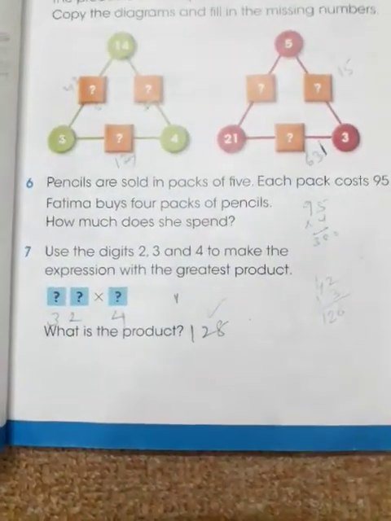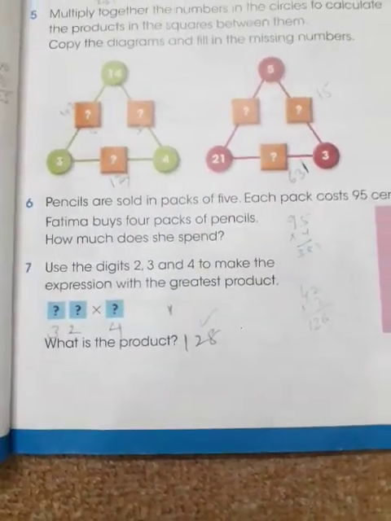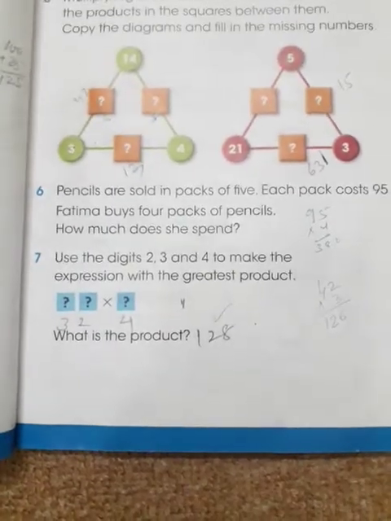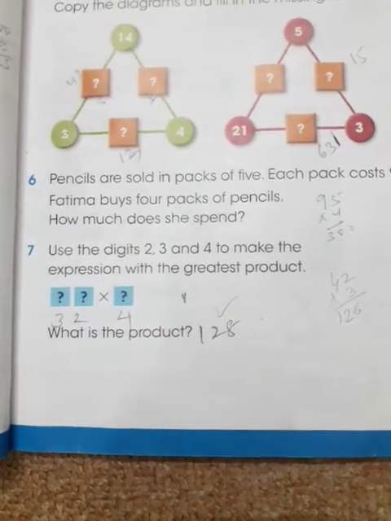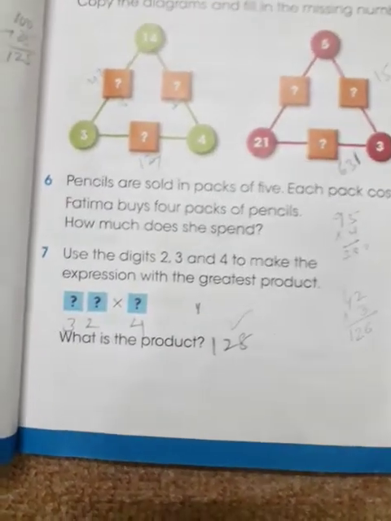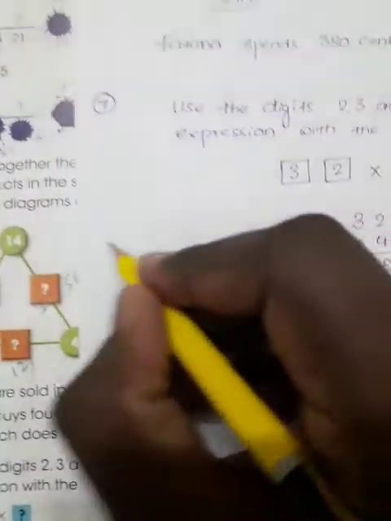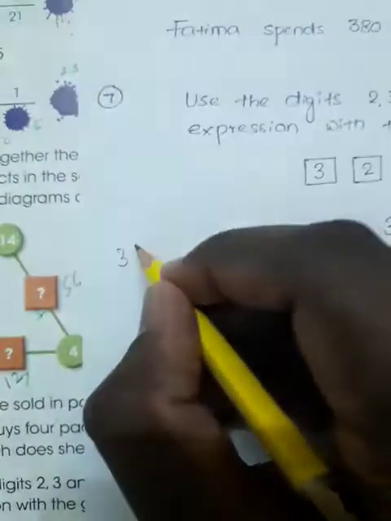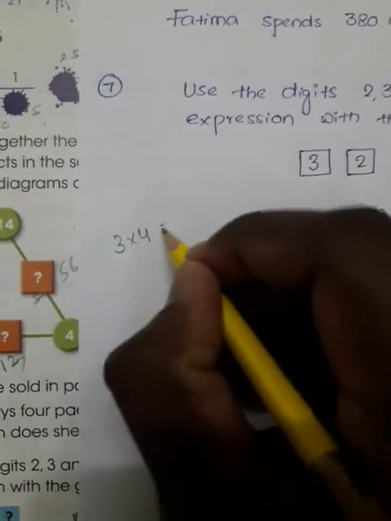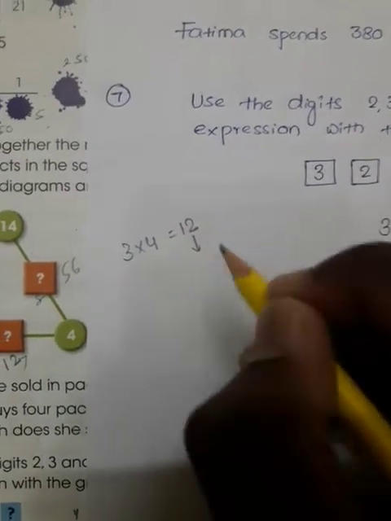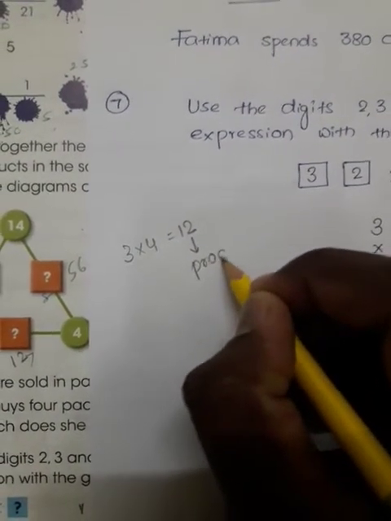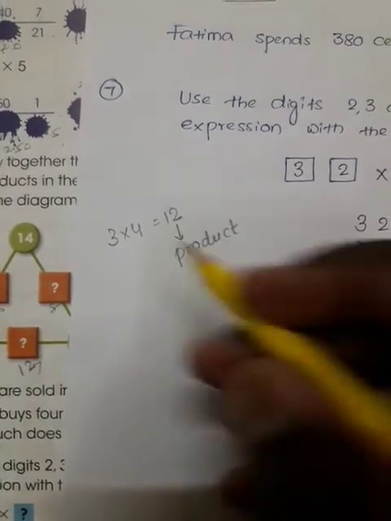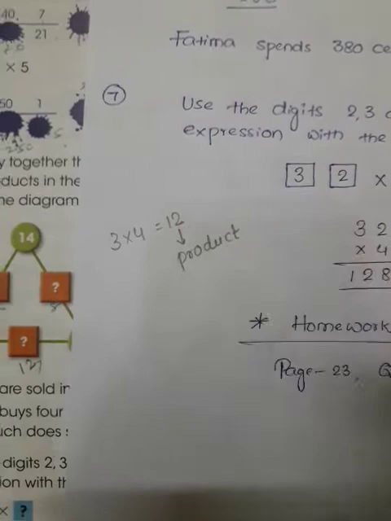Now here use the digits 2, 3, 4 only. You have to use the numbers 2, 3 and 4 only to make the expression with the greatest product. That means, what does product mean? When you multiply, the answer is called the product. Suppose I multiply 3 by 4, the answer is called the product. When you multiply two numbers, the answer is called the product.